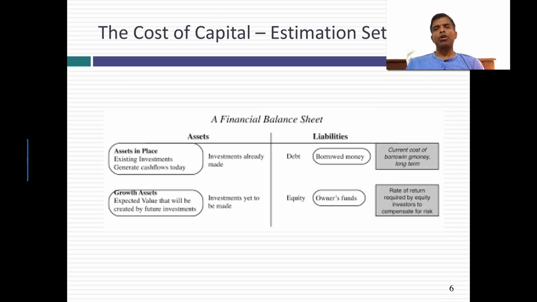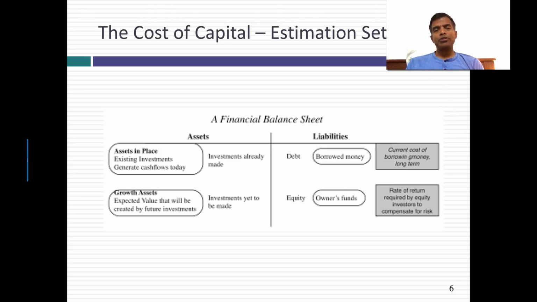Let's think about the process of estimating cost of capital. I'm going to use one of my favorite devices in corporate finance to introduce this concept, a financial balance sheet. On the asset side of the balance sheet, you see assets in place, investments you've already made as a company, and growth assets. This is the value I'm giving you for investments I expect you to make in the future. So it's a financial balance sheet, not an accounting balance sheet. It allows me to reflect future growth.